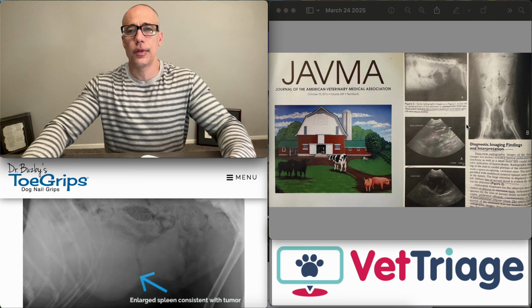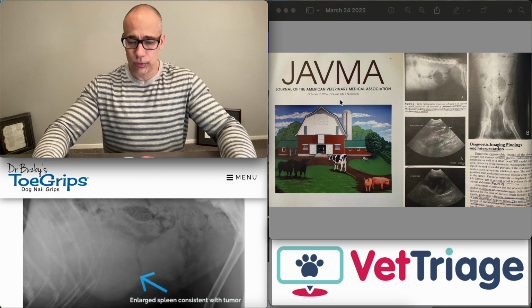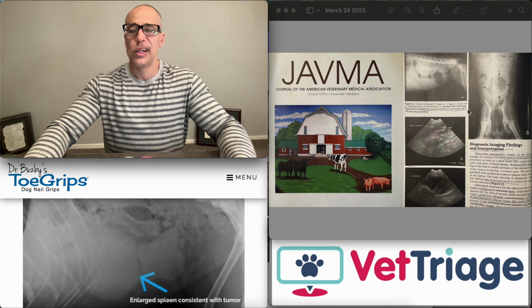We are continuing on with this issue of JAVMA from October 2016. We are going through an article called "What is your diagnosis?" and let's get through it. So these are radiographs here, these two here, of a 5-year-old female spayed Shar-Pei cross presented to the emergency hospital and referral center for inappetence, vomiting, polyuria, polydipsia, and melena, 3 days duration.